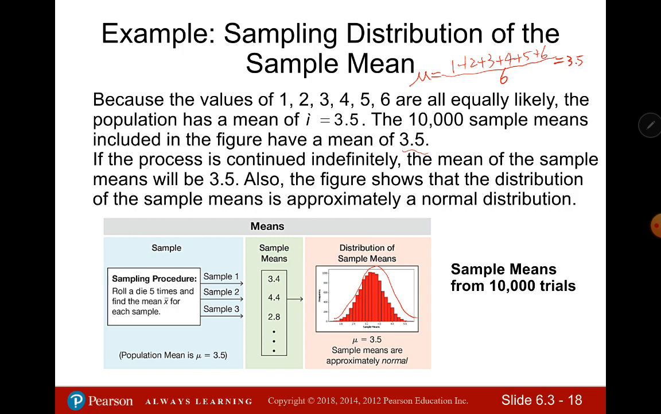So if the process is continued indefinitely, the mean will be just the same thing.